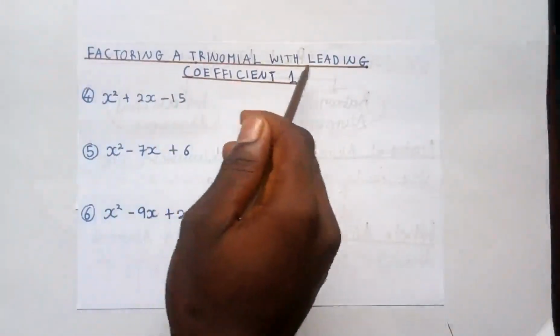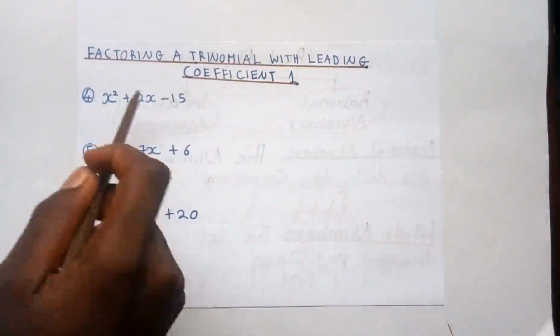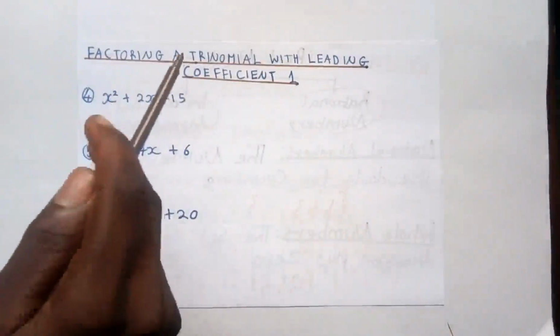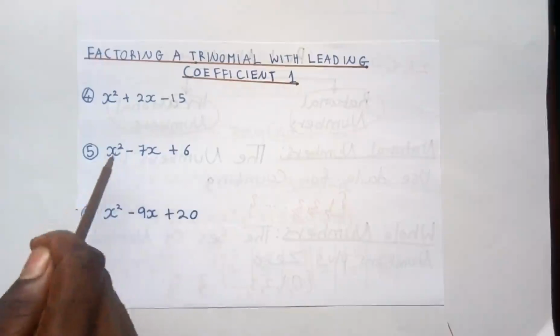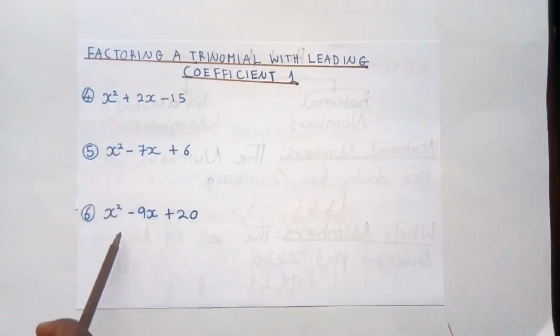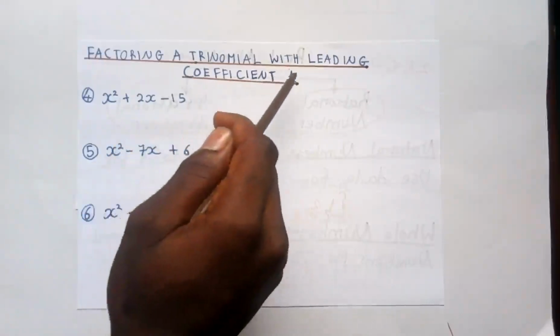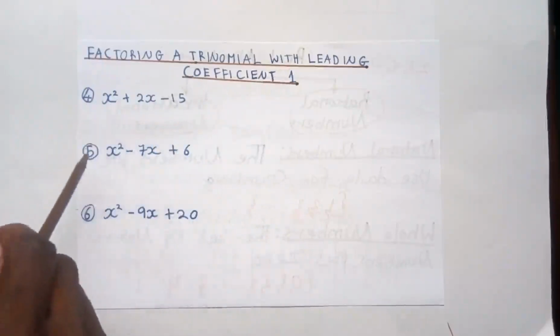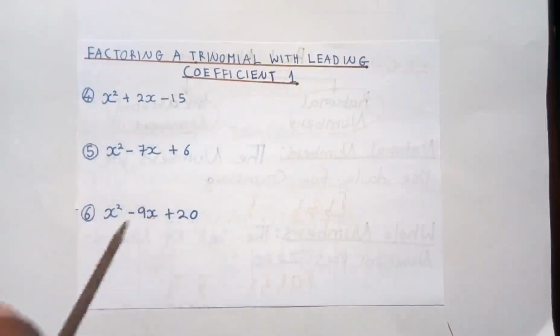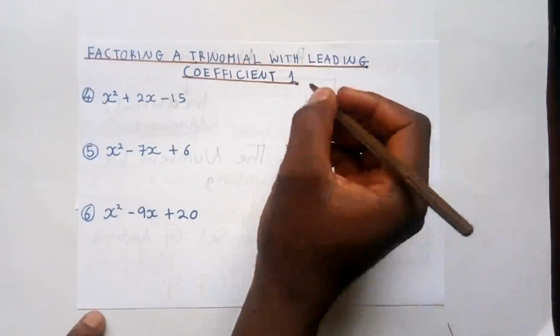Factoring a trinomial with leading coefficient 1. We can see that this is a trinomial because it has 3 terms: 1, 2, 3. This is also a trinomial and this is also a trinomial with the leading coefficient of 1: 1s squared, 1s squared, and 1s squared. So how do we factor this kind of trinomial?